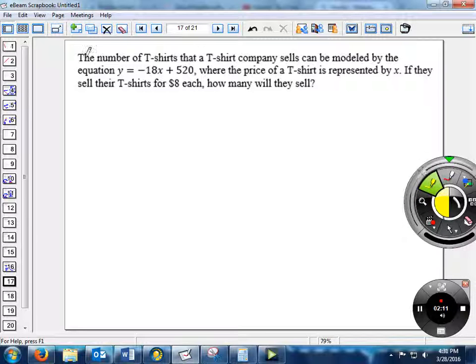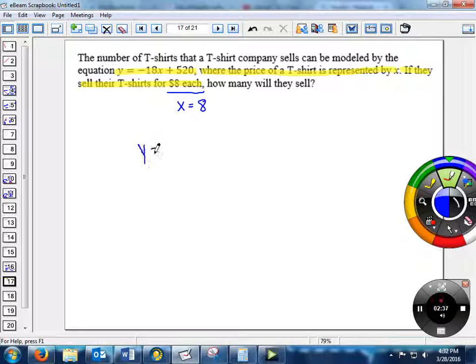Okay, in another example, the number of t-shirts that a t-shirt company sells can be modeled by the equation y equals negative 18x plus 520, where the price of a t-shirt is represented by x. If they sell their t-shirts for $8 each, how many will they sell? The price is represented by x. So in this case, $8, again, is your x. So I'm going to substitute that back into my equation. Y equals negative 18 times 8 plus 520. And we're going to solve for y.